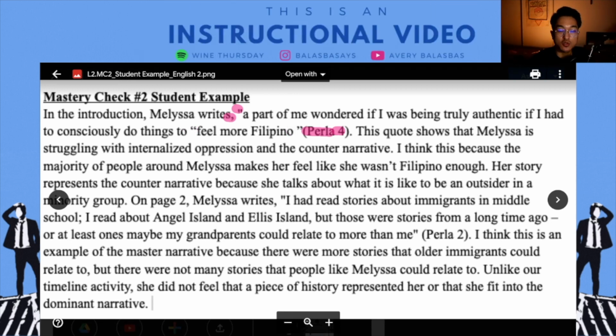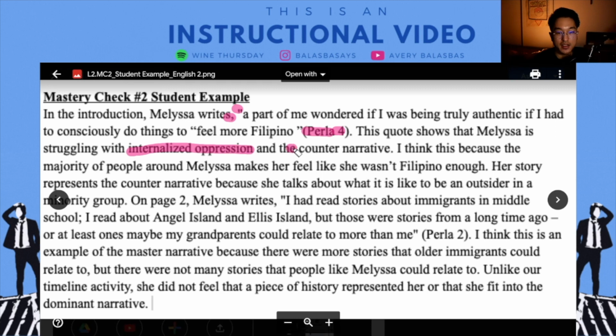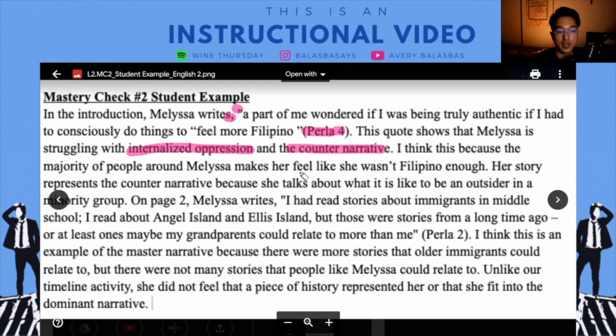Let's continue. This quote shows that Melissa is struggling with internalized oppression and the counter narrative. I think this is because the majority of people around Melissa makes her feel like she wasn't Filipino enough. Her story represents the counter narrative because she talks about what it's like to be an outsider in a minority group. On page 2, Melissa writes, comma, quotation mark, I had read stories about immigrants in middle school.